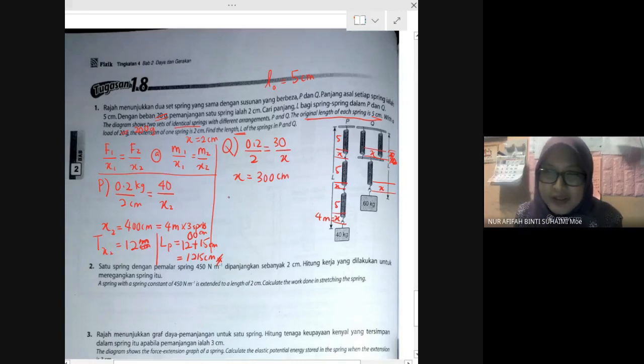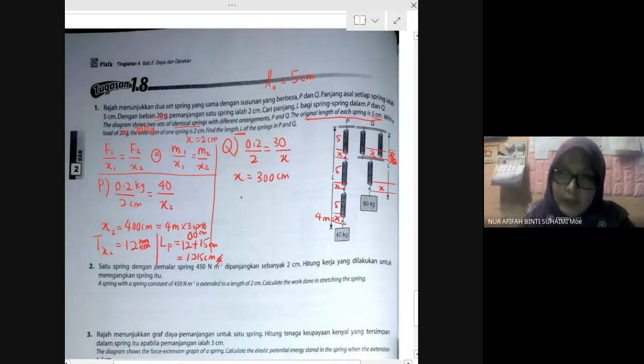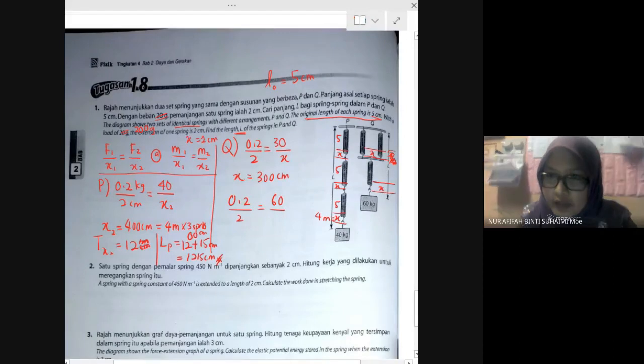Okay, now we got the X for the parallel one. No need to divide anymore. Just divide for mass only. Okay, now for series. Same method. 0.2 divided by 2 equal to 60 lah. We have single spring in series. So 60 divided by X. So X equal to 600 cm.